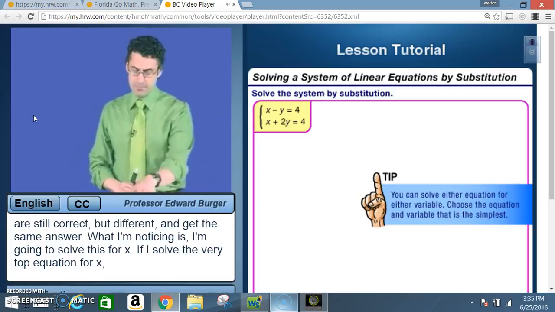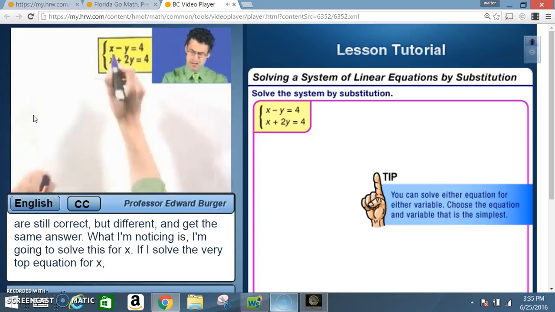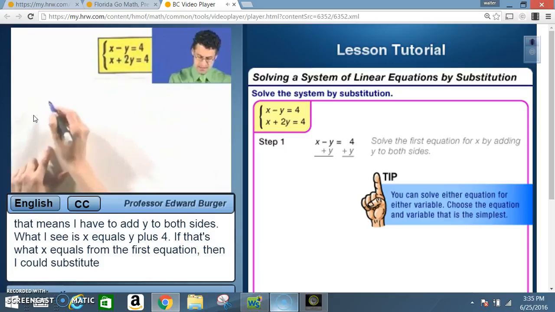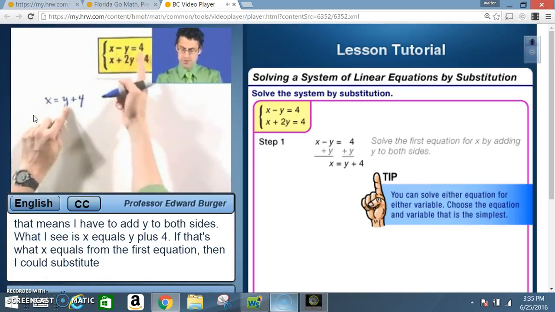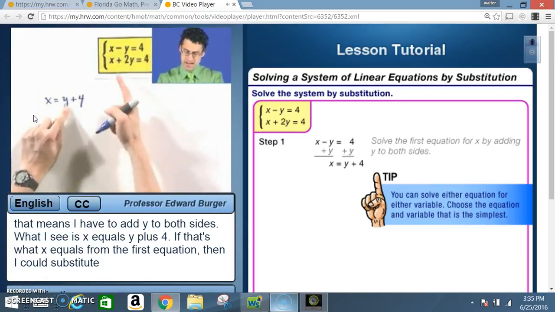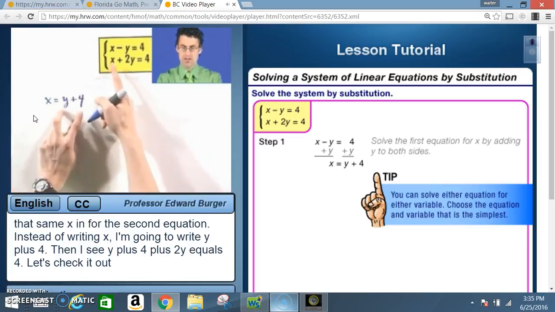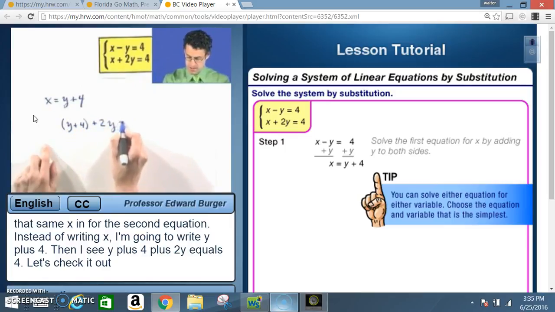What I'm noticing is, you know what? I'm going to solve this for x. If I solve the very top equation for x, that means I'd have to add y to both sides. And what I see is x equals y plus 4. Now, if that's what x equals from the first equation, then I can substitute that same x in for the second equation. So instead of writing x, I'm now going to write y plus 4. And then I'd see y plus 4 plus 2y equals 4.